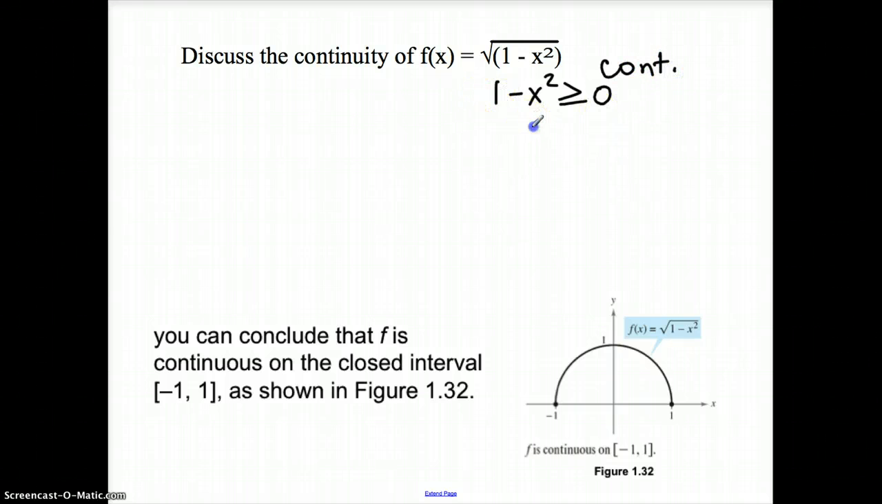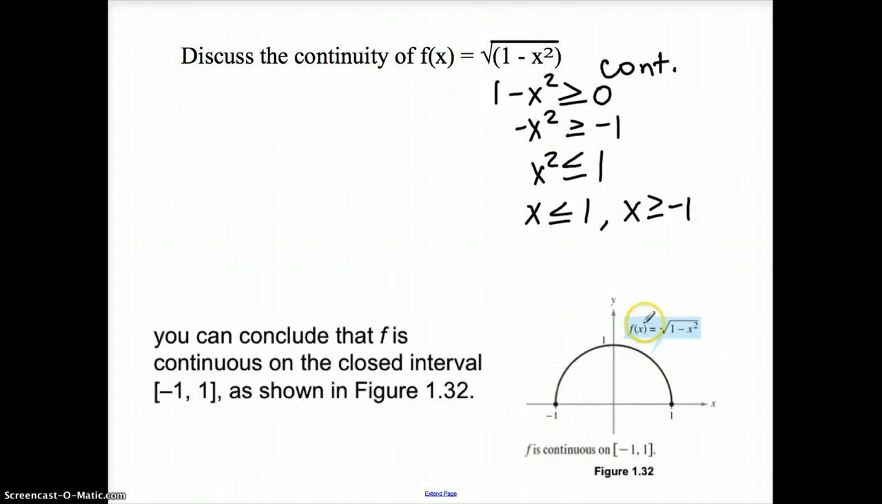So if we subtract 1 from both sides, then we'll divide by negative 1. Remember, when you divide by a negative with an inequality, you switch the inequality sign. So let's think about what x values, once you square them, will be less than or equal to 1. It would be values between negative 1 and 1. If you take the square root, you have to think about the positive and negative options.